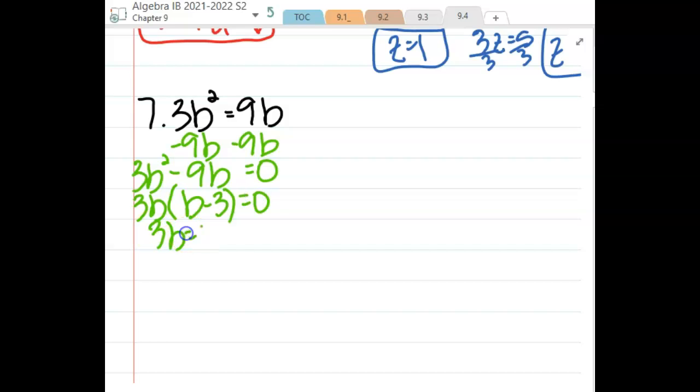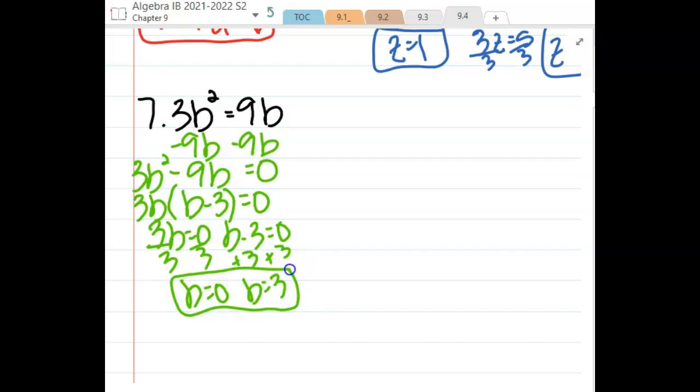So either 3b equals 0 or b minus 3 equals 0. Divide by 3. We get b equals 0. Add 3, we get b equals 3. We may add a couple more tomorrow.